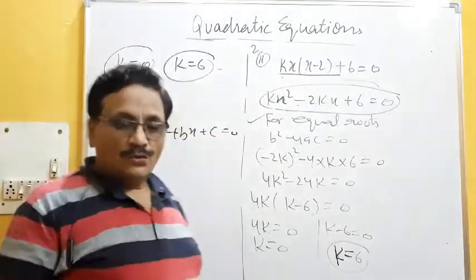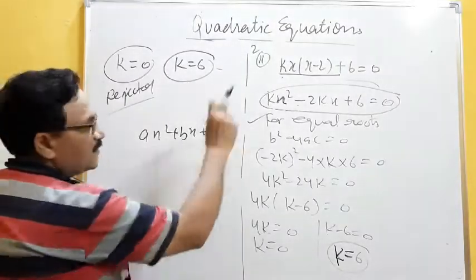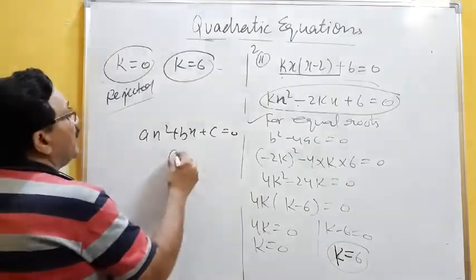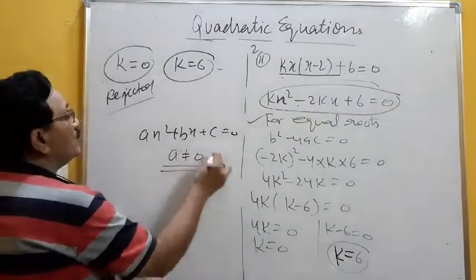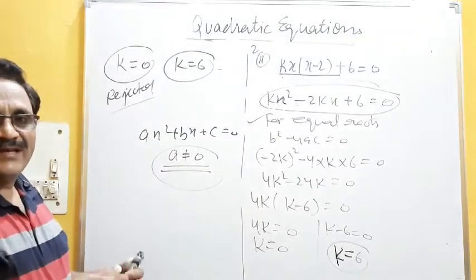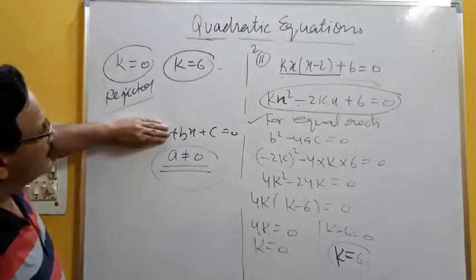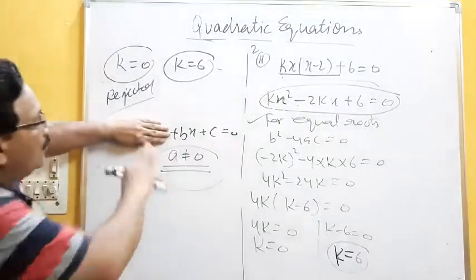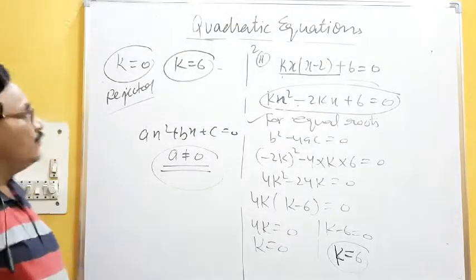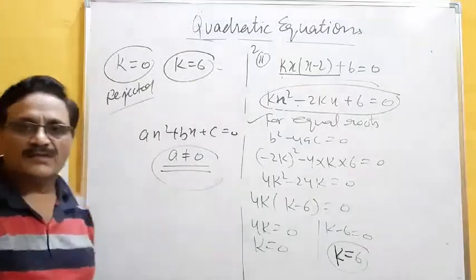Reason: what is the quadratic equation? ax square plus bx plus c is equal to 0. And what is the condition with the quadratic equation? a should not be equal to 0. This is the most important part of the quadratic equation. If a is equal to 0, then ax square becomes 0, and it becomes bx plus c. It is not a quadratic equation. Now this is a linear equation in one variable. So this k is not applicable. Only one answer will be there: k is equal to 6.